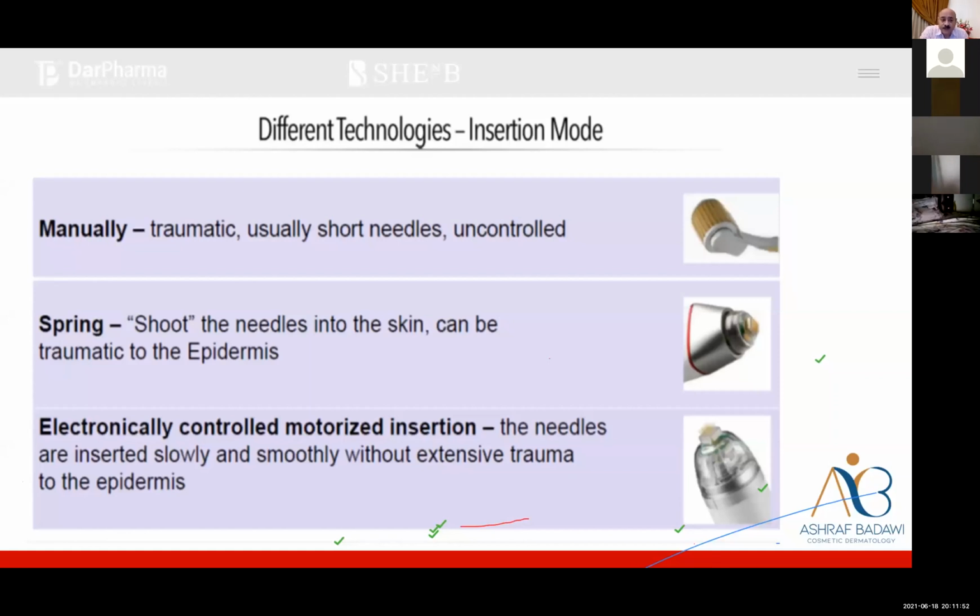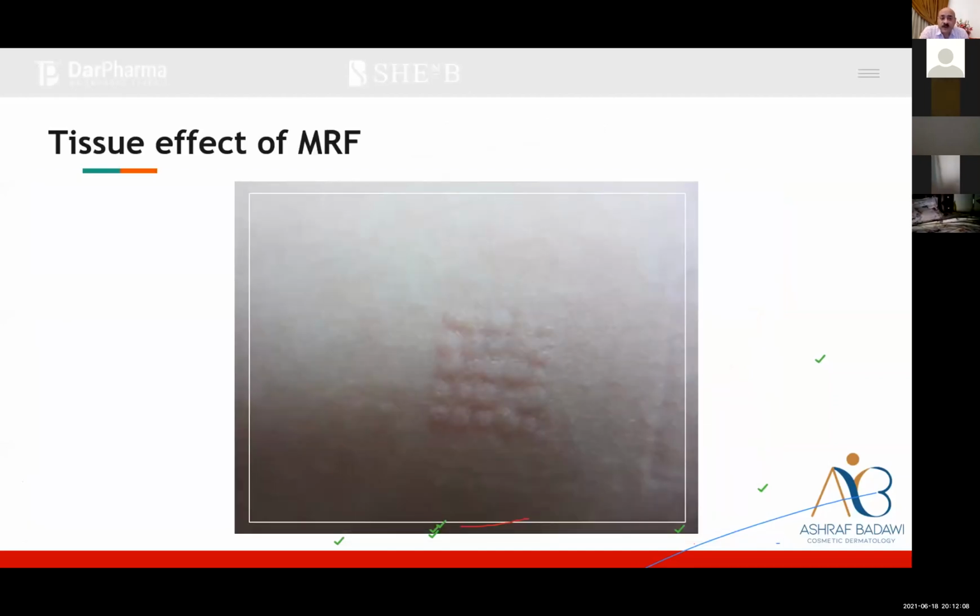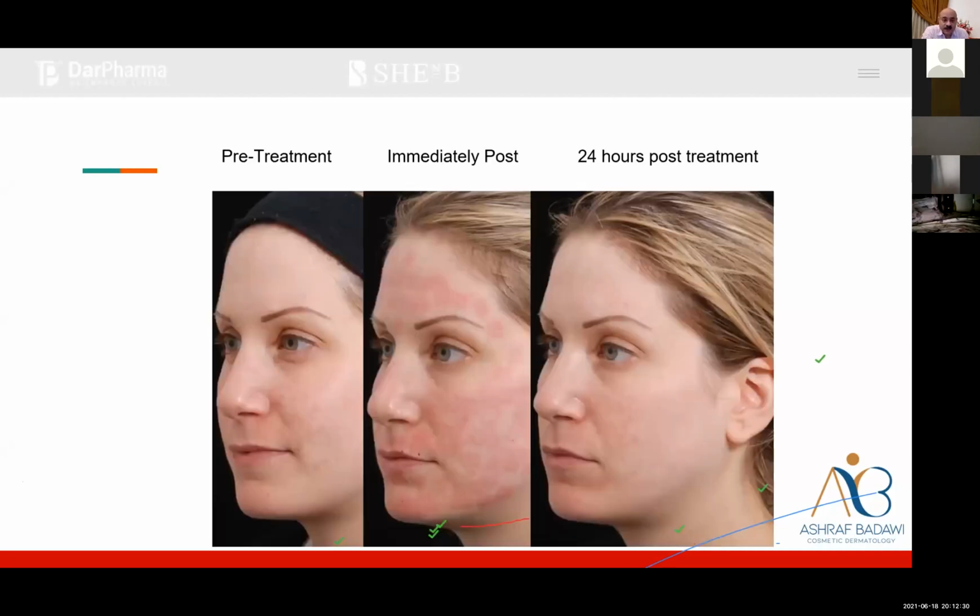So those are two very important factors when it comes to the pain associated with microneedling radiofrequency devices: the mode of insertion and the waveform of the radiofrequency and how it is emitted in a gradual and smooth mode. The tissue effect of microneedling radiofrequency is, as we can see here, very similar to the non-ablative fractional laser. So I can claim easily that anything the non-ablative fractional laser can achieve, microneedling radiofrequency can achieve equally effectively and very safely as well.